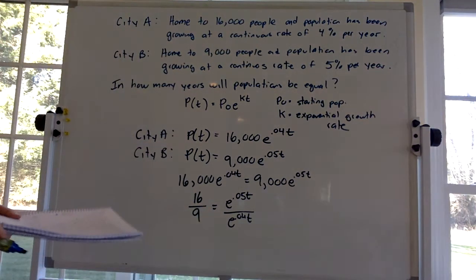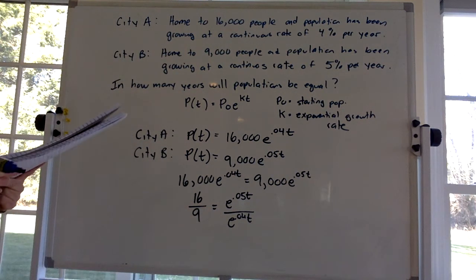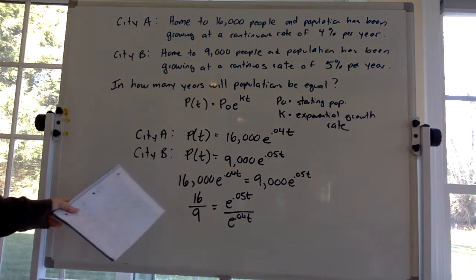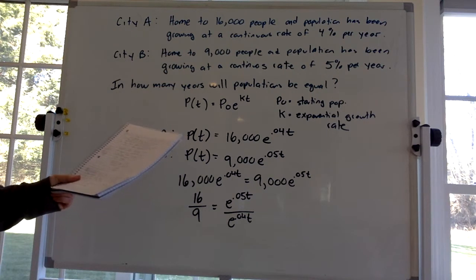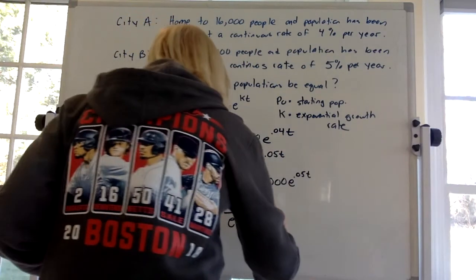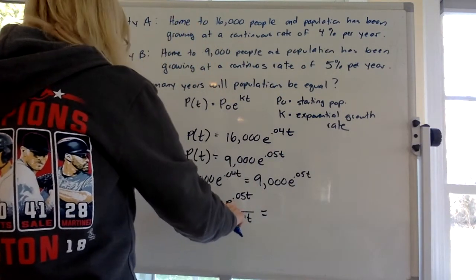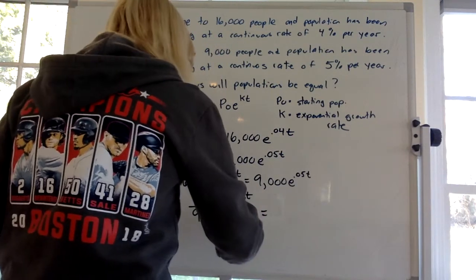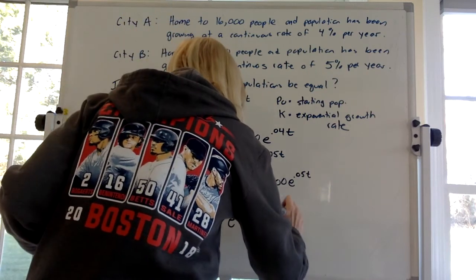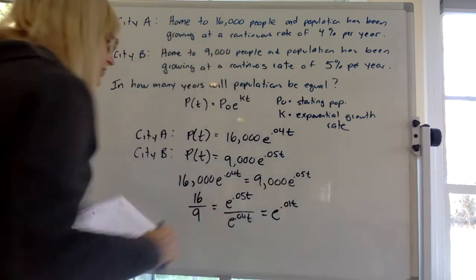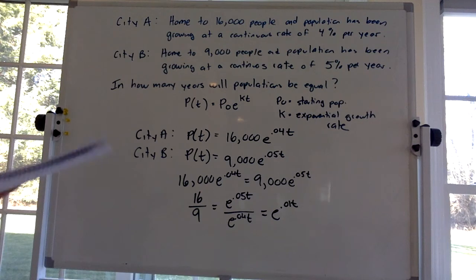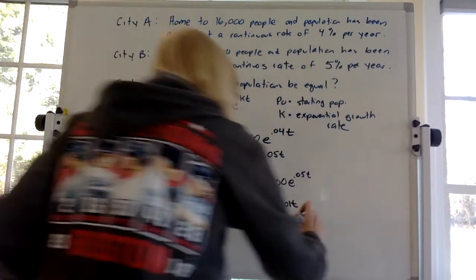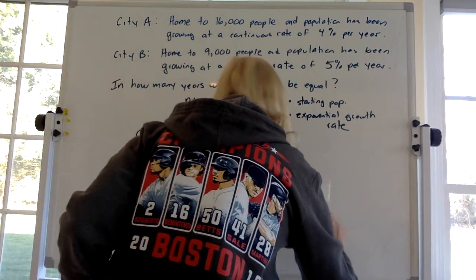Who remembers the trick that you learned probably a long time ago? If you take the natural log of both sides. But first, I'm going to simplify this. You subtract the powers, so that's e to the 0.01t. You subtract the powers to get that e written as a single term instead of a fraction. So that is equal to 16 over 9.